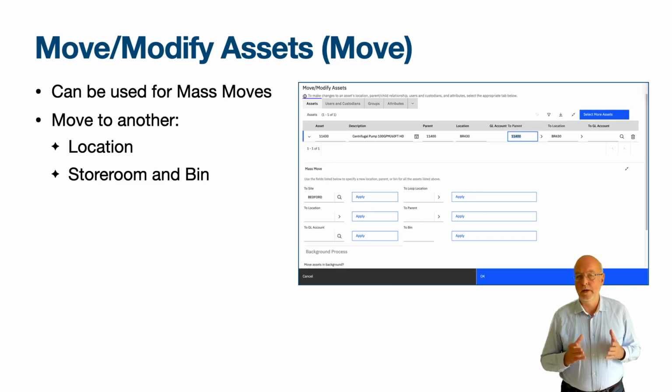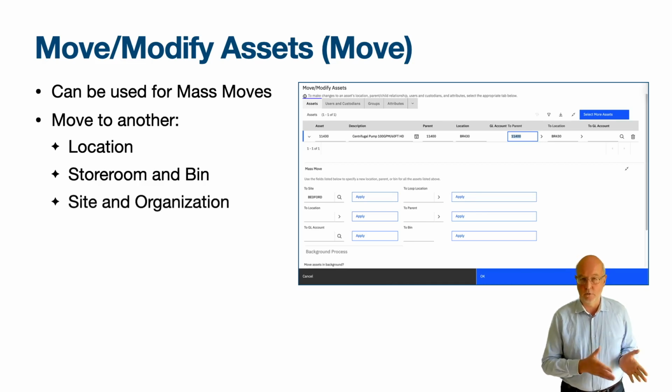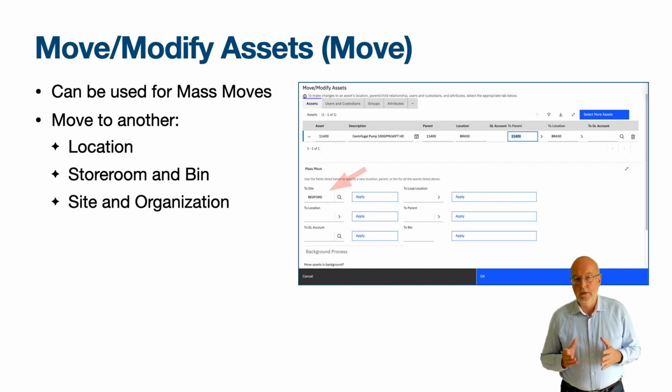You can move an asset to a location on a different site that is in the same organisation or a site in a different organisation. You need to change the To Site field and use its adjacent Apply button. Then select the To Location you are moving the asset to.